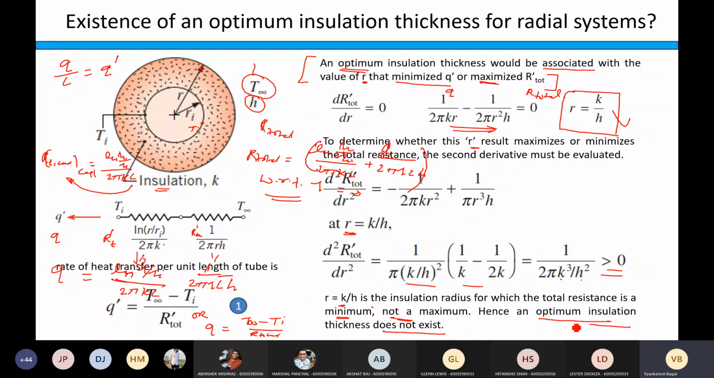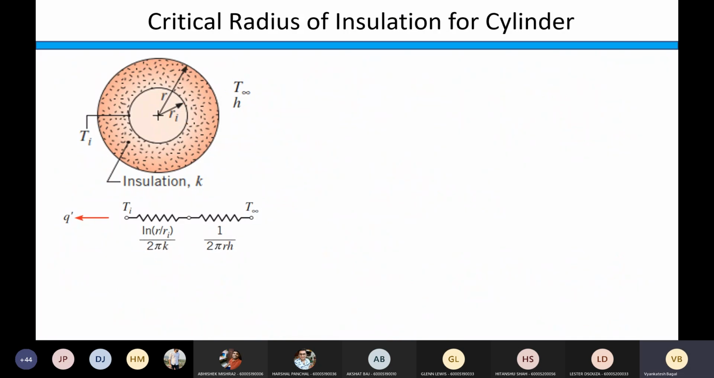So what was the initial condition for the optimum thickness of insulation? It should minimize Q dash and maximize R total, correct? So this value R equal to K by H, instead of calling it optimum thickness of insulation, we will use some different terminology, which is given in the next slide. So should I go to next slide now? Yes, sir. Okay, fine. So remember, there is nothing like optimum insulation thickness.